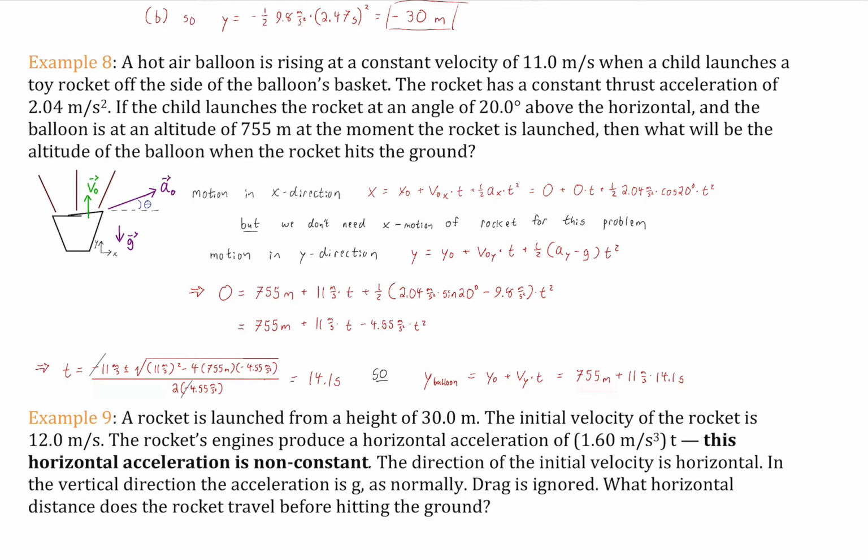Well, the balloon started at 755 meters, is continuing on its merry way with a velocity of 11, and it does it for 14.1 seconds. So by the time the rocket hits the ground below, and also would have traveled some horizontal distance I didn't ask for, the balloon would have gone straight up and would be now at an altitude of 911 meters.